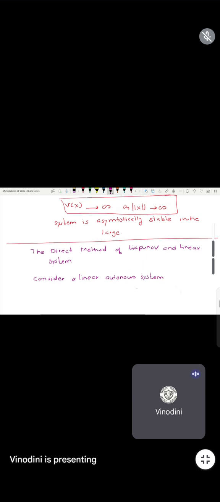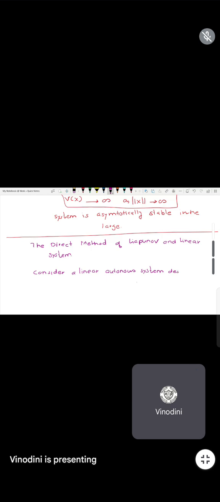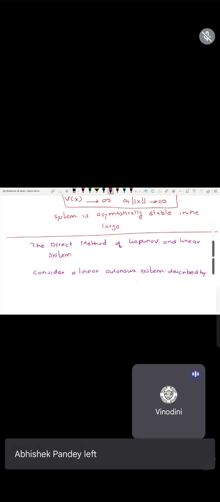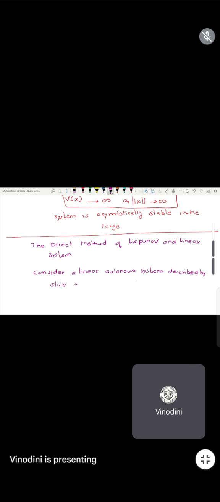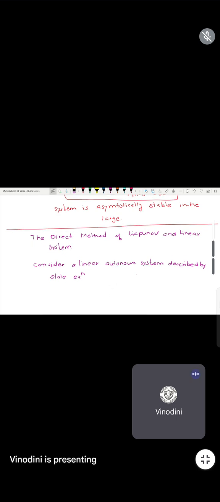Okay, now we will start. Consider a linear autonomous system. This is important from your syllabus. A linear autonomous system described by the state equation, you're familiar with this: x dot is equal to Ax. Number one.